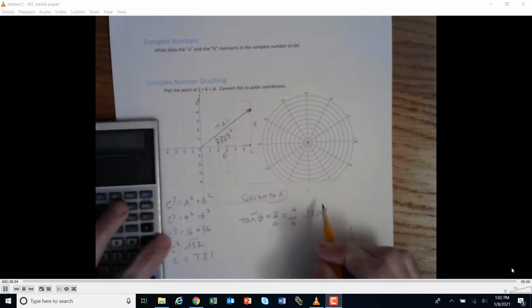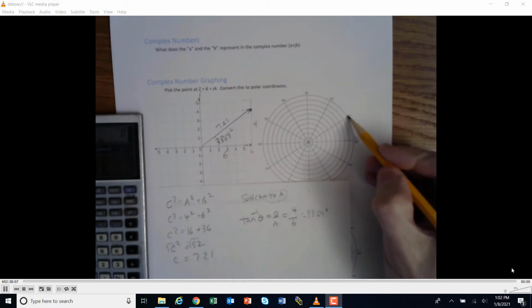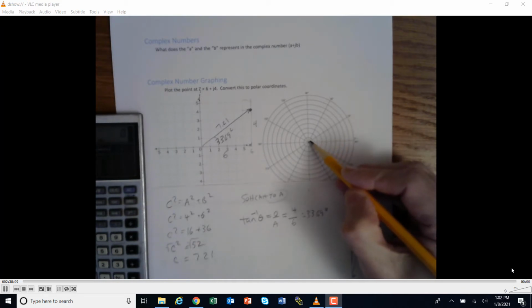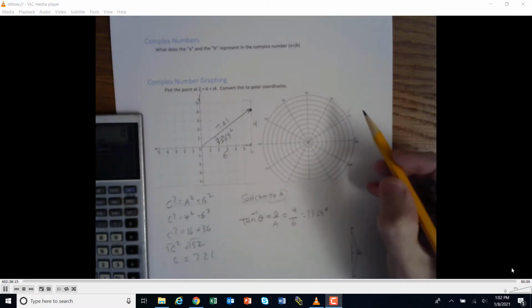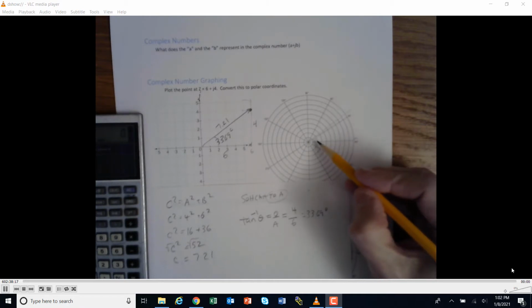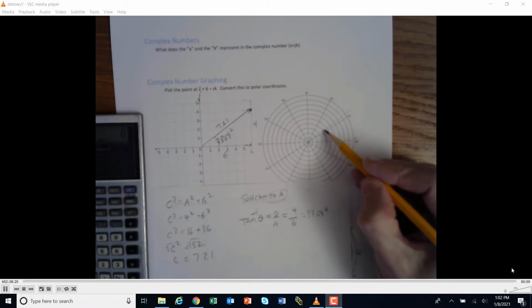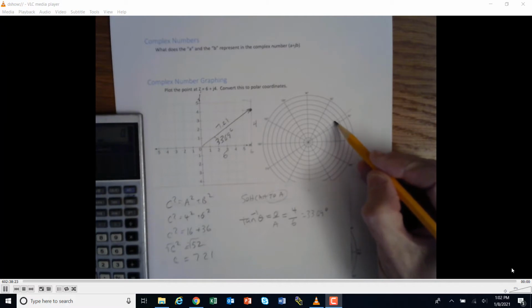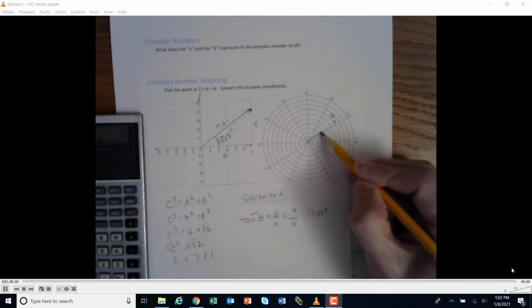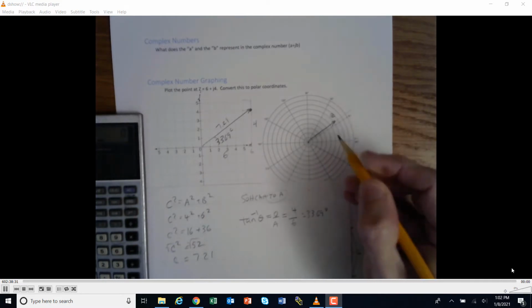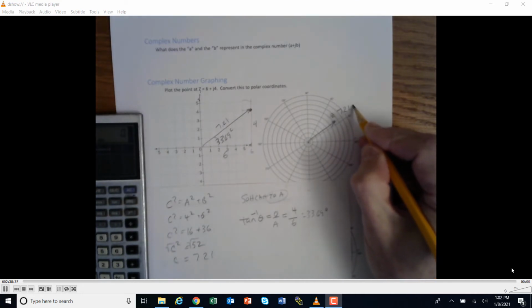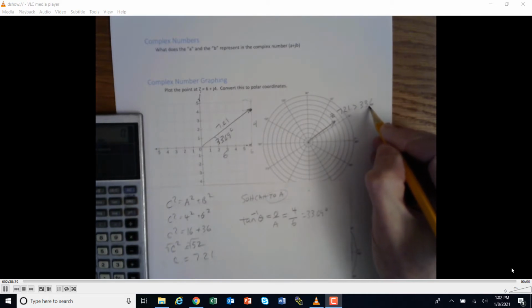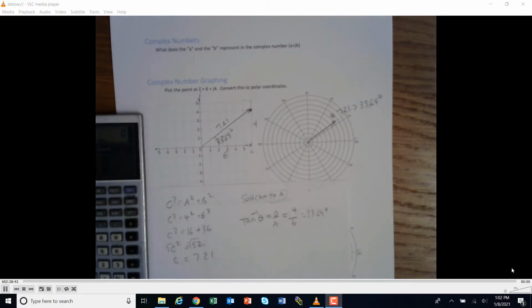So if I were going to plot it here, here's my 30, and I'm at units of 7, so I'm going to draw it in light in here. It's kind of coming up just a little bit more than 30 because it's at 33 degrees, and 7.21. So 1, 2, 3, 4, 5, 6, 7, and a little bit more. So there's my point right there. And then if I wanted to make it a vector, it would look like that, and it would be 7.21 at an angle of 33.69 degrees.